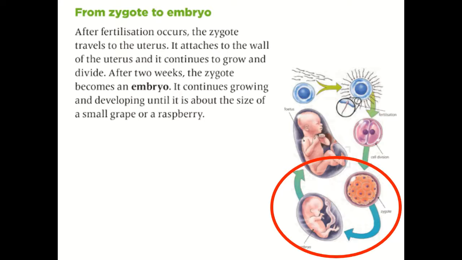From zygote to embryo. After fertilization occurs, the zygote travels to the uterus. It attaches to the wall of the uterus and it continues to grow and divide. After 2 weeks, the zygote becomes an embryo. It continues growing and developing until it is about the size of a small grape or a raspberry.